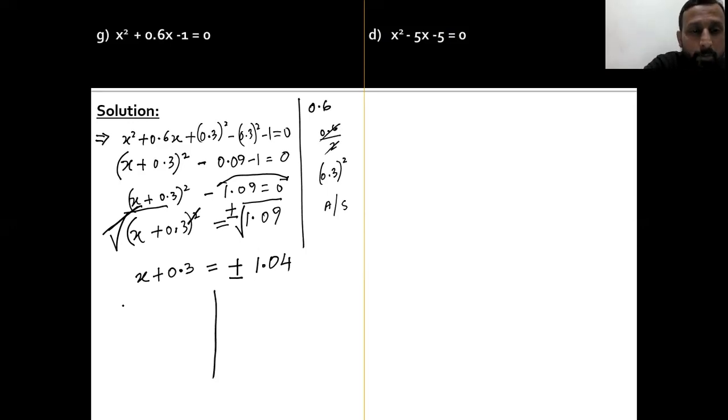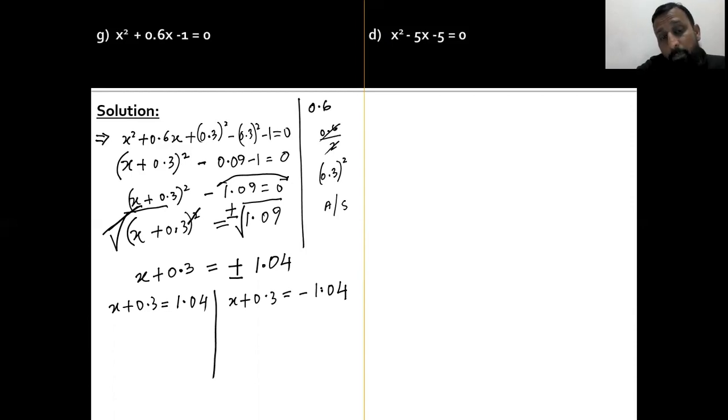In the two columns, write either x plus 0.3 equals positive 1.04, or in the next column x plus 0.3 equals minus 1.04. All right, so you need to make two columns. In the first column write the positive value after finding the square root, and in the next column write the negative value, right? So we are asked to find the value of x.